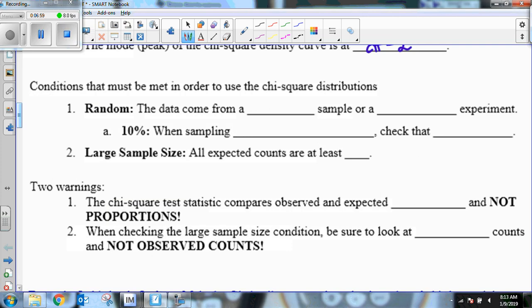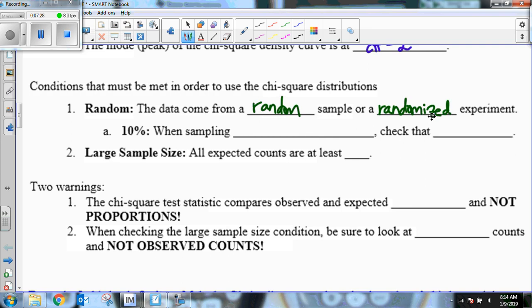Now, whenever we're about to use a chi-square distribution, we have to remember to check our conditions, just like we always do in all the 4-step processes and any kind of significance test or confidence interval. So we have our 2 typical conditions. Random, you guys are familiar with that one. The data must come from a random sample or a randomized experiment.